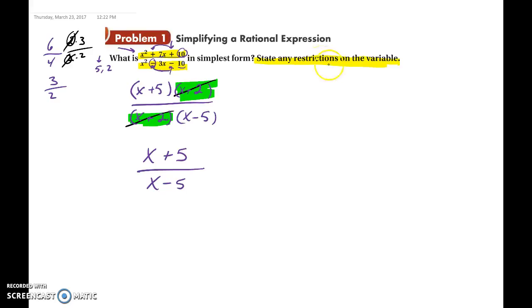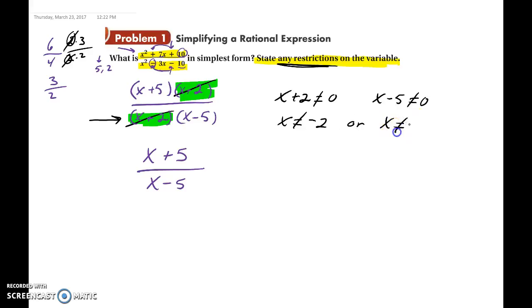Right now, when we're stating any restrictions, we're stating the restrictions on the original problem. So that means we cannot have a 0 in our denominator. So x plus 2 cannot equal 0, and x minus 5 cannot equal 0. Or else if they did, then we would have 0 in our denominator. So x cannot equal negative 2, or x cannot equal 5.